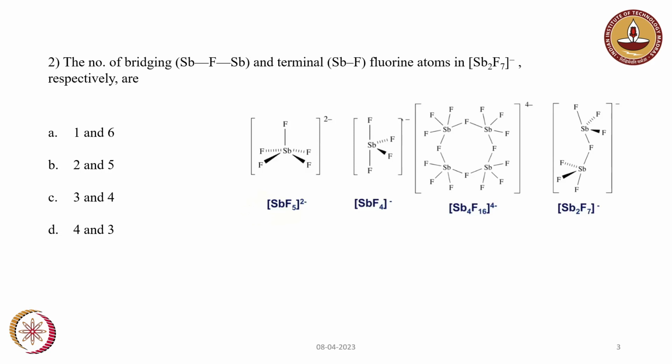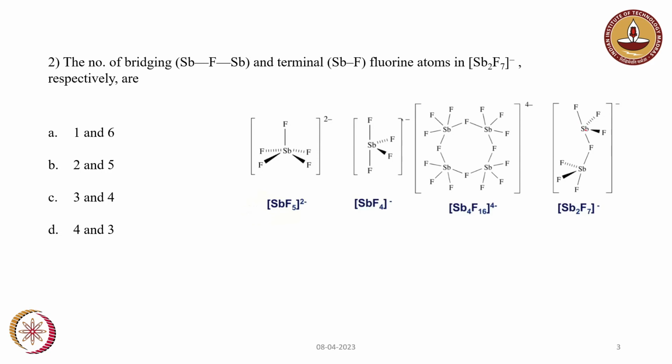So SbF3 reacts with alkali metal fluorides to form various salts such as SbF5 2 minus, SbF4 minus, Sb4F16 4 minus, and Sb2F7 minus. So the product we are asked to find is Sb2F7 minus. So the structure for Sb2F7 is like this.